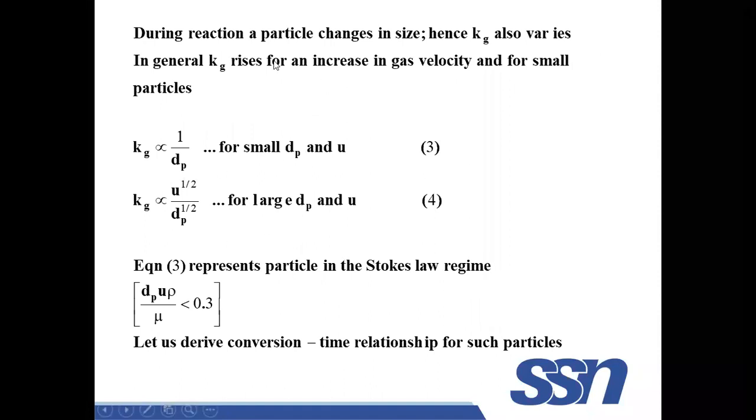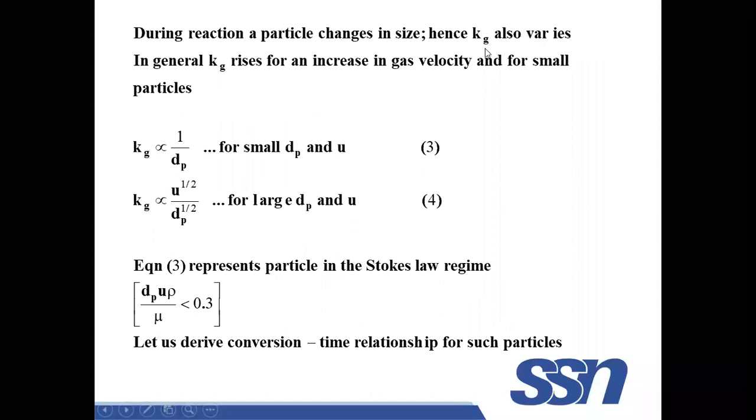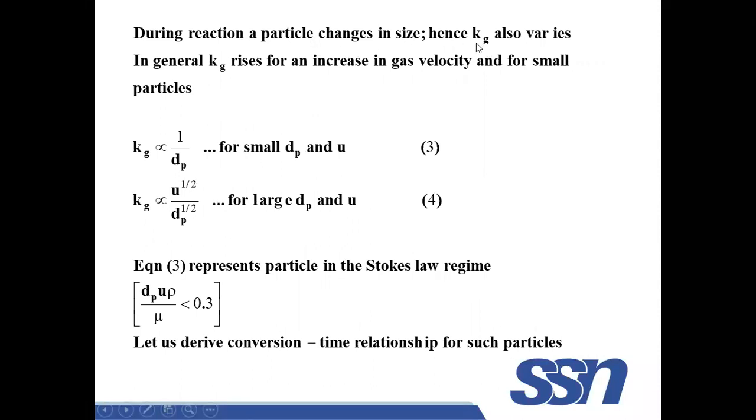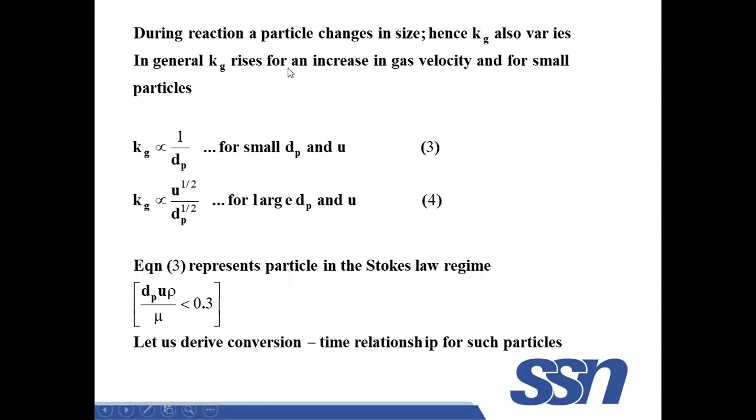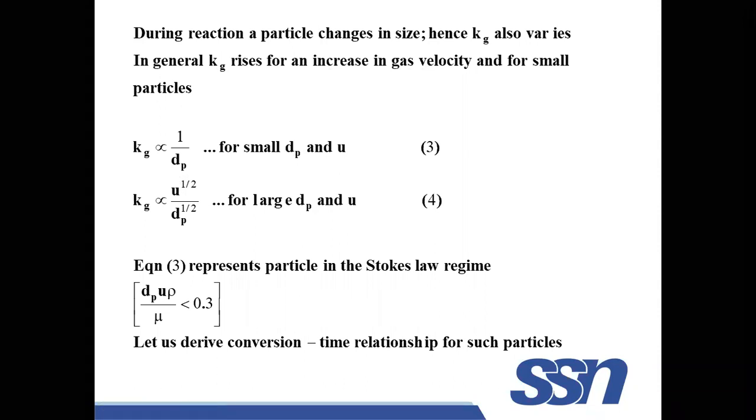So here during the reaction, the particle changes in size. Hence kg changes because the particle is changing in size. Therefore kg changes. So kg rises for an increase in gas velocity. So we assume that the particle is small and the velocity is less. Your kg is directly proportional to 1 by dp. These are some assumptions you make to make the expression simple, right?